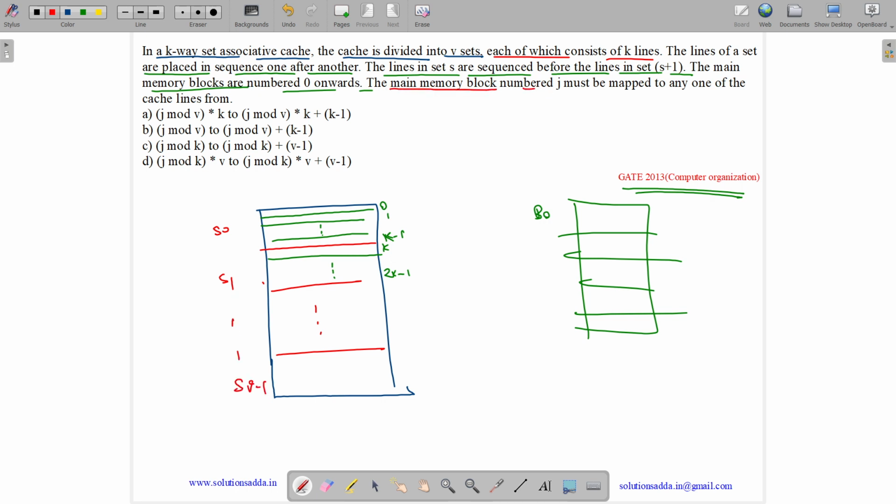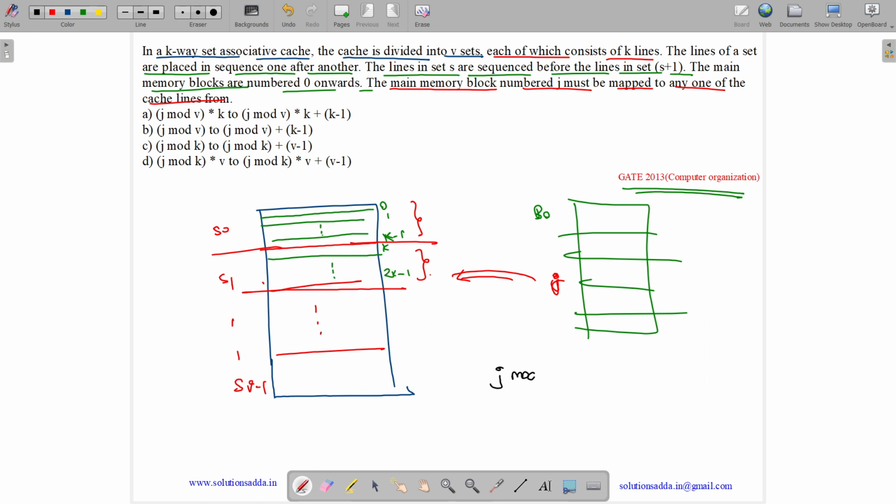The main memory block numbered J must be mapped to any one of the cache lines from. So we have block numbered J, and now it is asking to which cache line it will get mapped. The question gives a sequencing for the cache lines. For set 0, the cache lines are sequenced from 0 to k minus 1, and for set 1, they are sequenced from k to 2k minus 1 and so on. So main memory block J would be mapped to set J mod V.